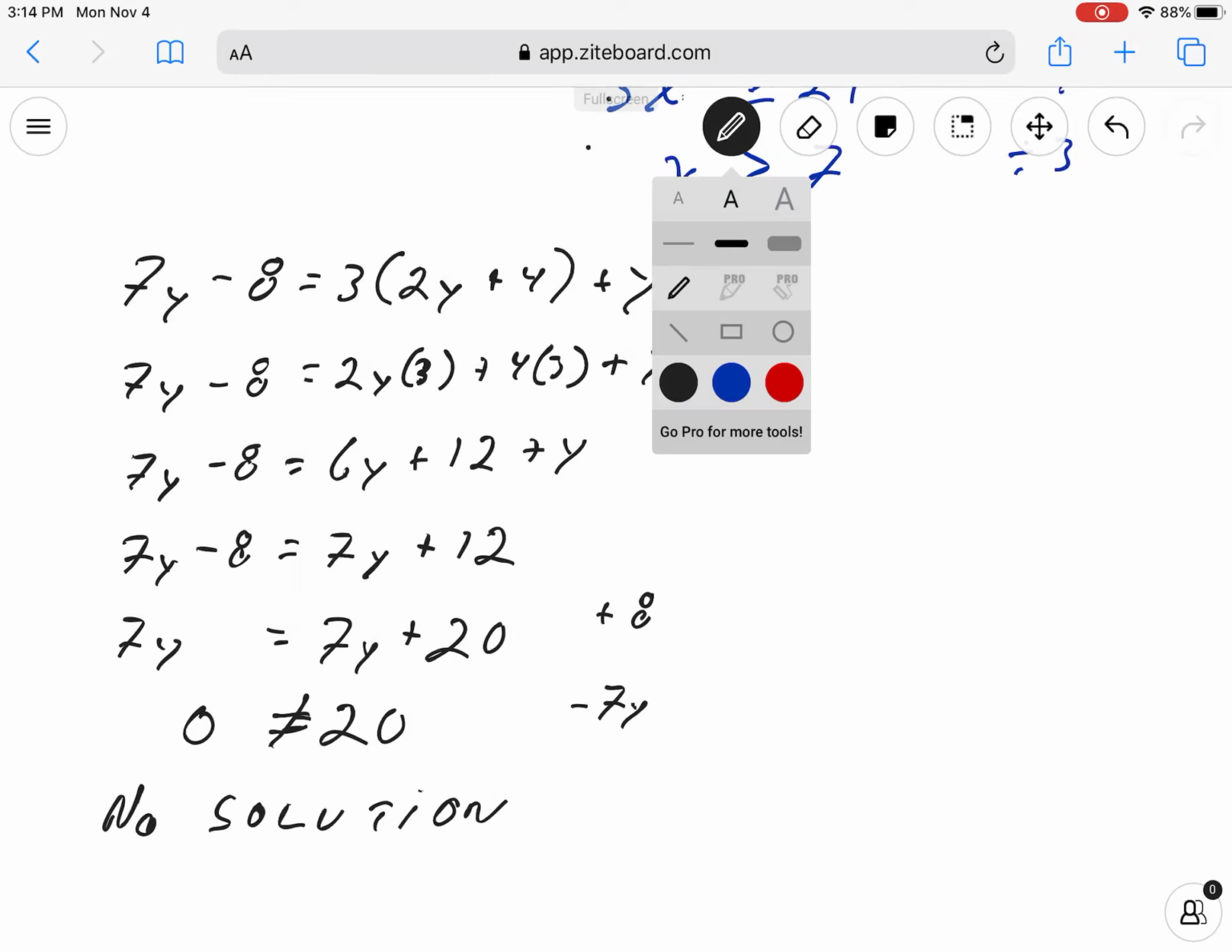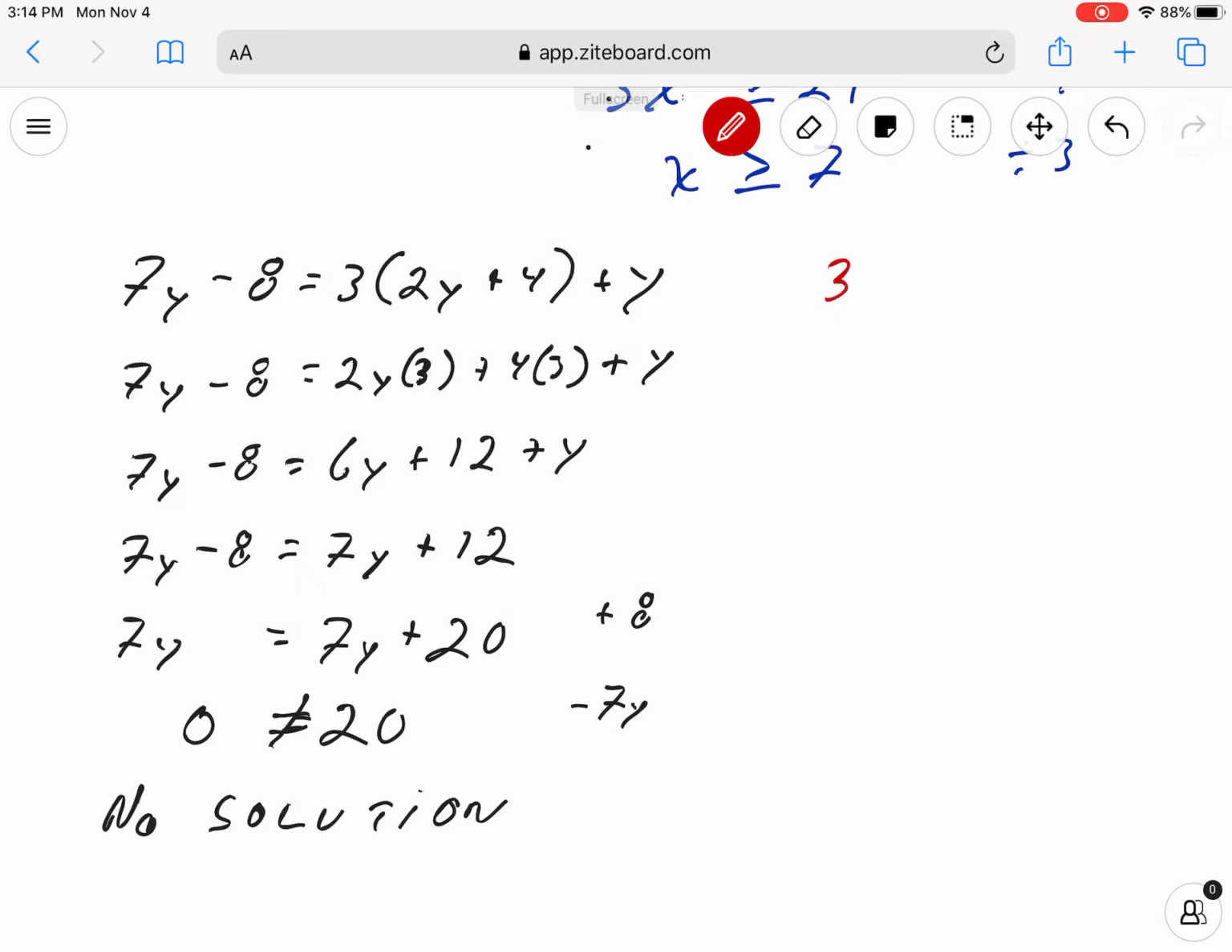Okay? And then one more is we can have 3 times 4x minus 2 plus 15 equals 12x plus 9. And again, we want to distribute.